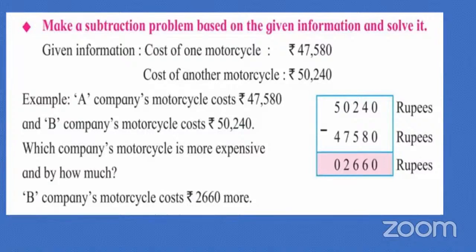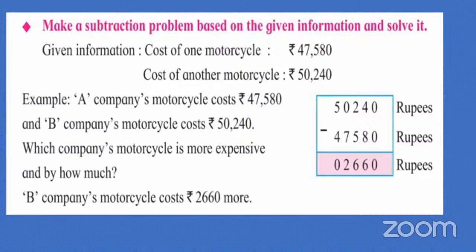The next number is 0. For that purpose, we'll borrow from 5. That 5 will become 4, and that 0 will become 10. When we borrow 1 from that 10, it will become 9, and that 2 will become 12. Sorry, that 1 will become 11. So 11 minus 5, it will remain 6. And 9 minus 7, it will remain 2. And 4 minus 4, it becomes 0.